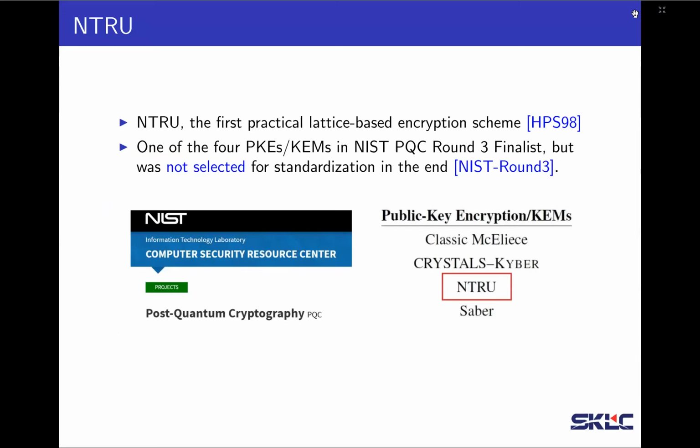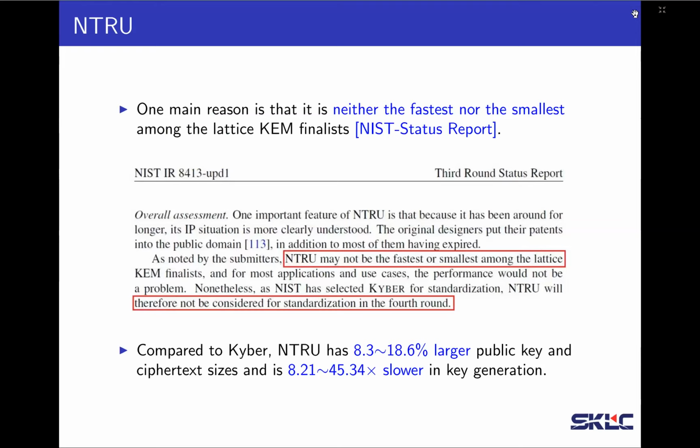NTRU is one of the first practical lattice-based encryptions, proposed more than 25 years ago, and it is one of the four big NIST finalists in this round, around three families. However, it was not likely to be standardized. One reason is that it is never the fastest or the smallest among all lattice-based families. Compared to Kyber, NTRU encryption has 8 to 80% larger public keys and ciphertexts, and it is 8 to 45 times slower in key generation.